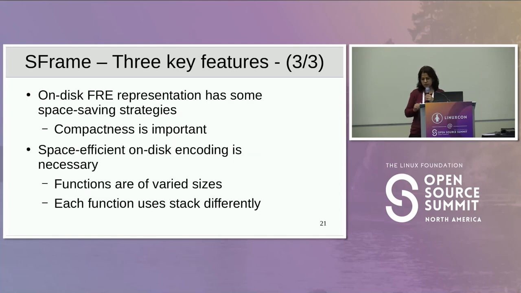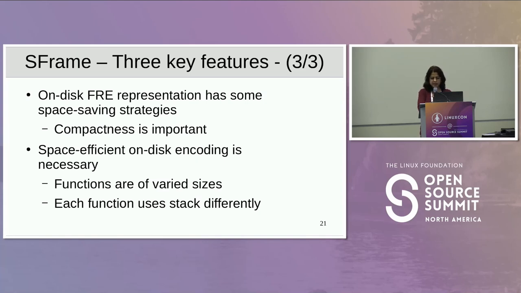The third is also important. I think compactness is important, and there are a number of space-saving optimizations that we have done in the representation of the format. Think of it as two knobs that have been used. One is that the functions can be of varied sizes. The second is that the functions may use the stack differently. Some functions may use more space in the stack, some less, of course, so the offsets will either need to be large or small. Depending on the function, you can choose the size of the stack offset that you need to encode.